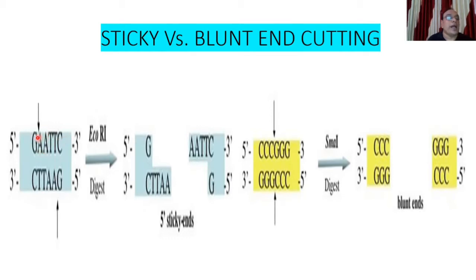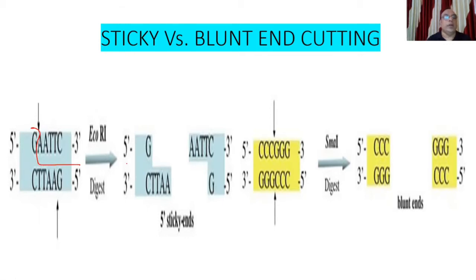In one strand, the cutting is taking place at one nucleotide from one side of the point of symmetry. In the other strand, the cutting is taking place after one nucleotide on the other side of the point of symmetry. So what will happen? Here, the cut will be like this. So here, the cut will be like this.